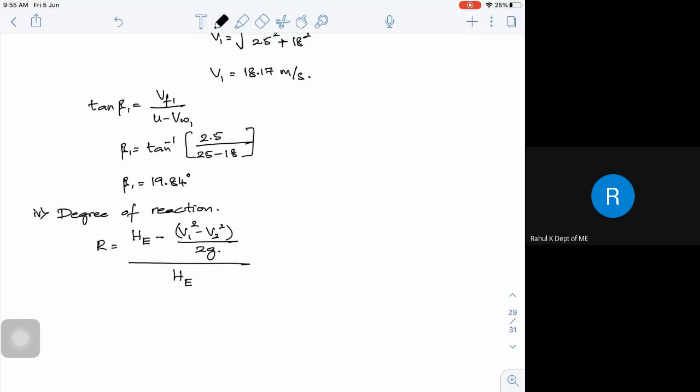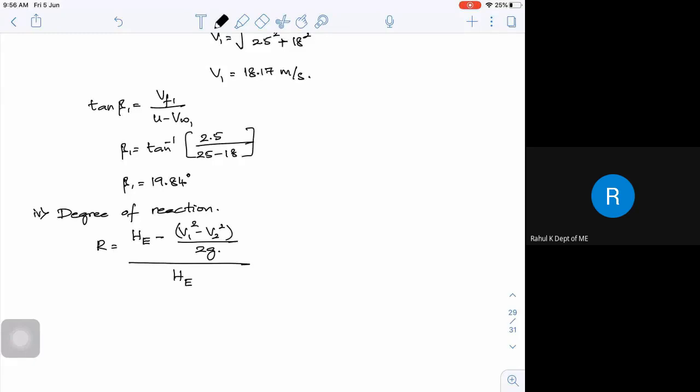If you go back and see what we did when I was defining the degree of reaction, what is the degree of reaction? It's nothing but static to your total. If I look at it, what we have is static, we have the centrifugal component, we have the relative component. So if I take total head minus that kinetic component, I'll be getting the static component, divided by your total component.